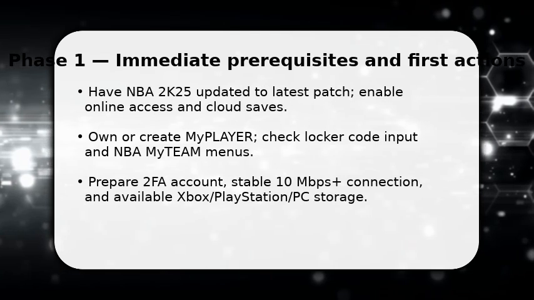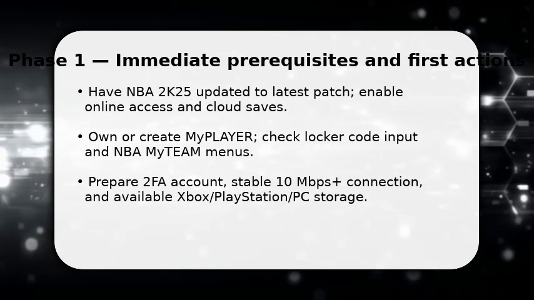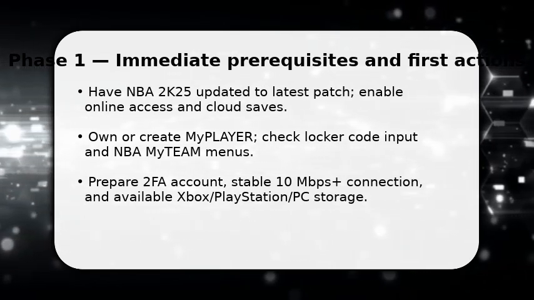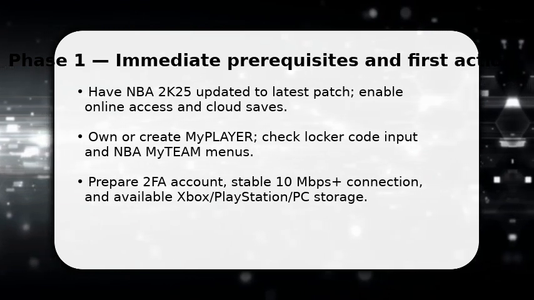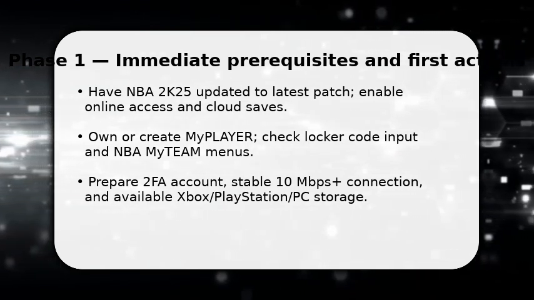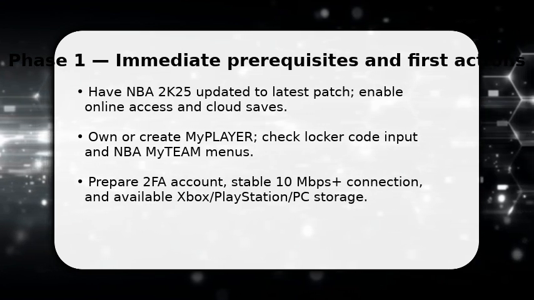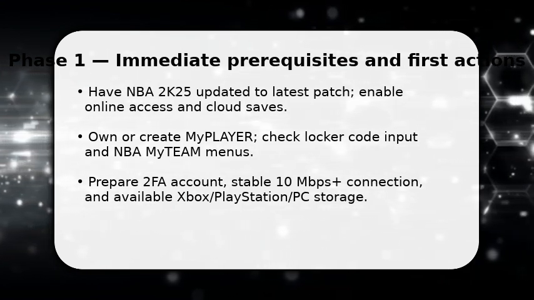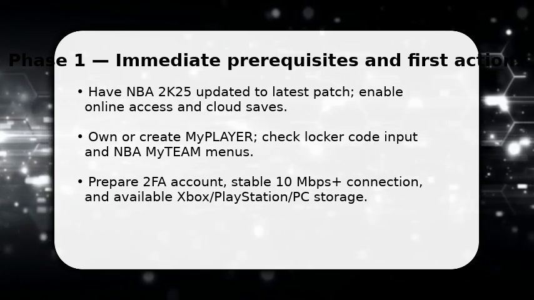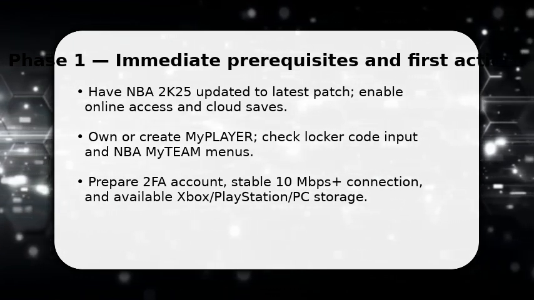You start fast. Make sure NBA 2K25 is fully patched and you're signed into the account that owns your MyPlayer. Once done, confirm online access and cloud saves are active so customization syncs. Next, open MyPlayer wardrobe and the locker code entry area. These are the gateways to blank compression shirts.